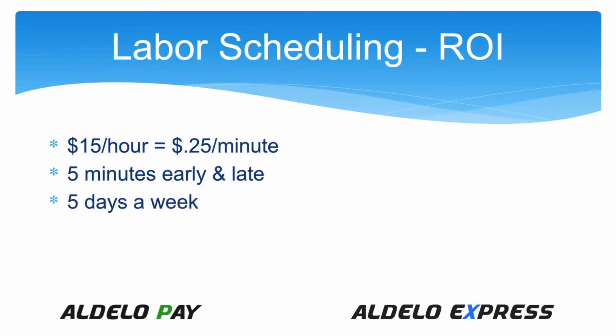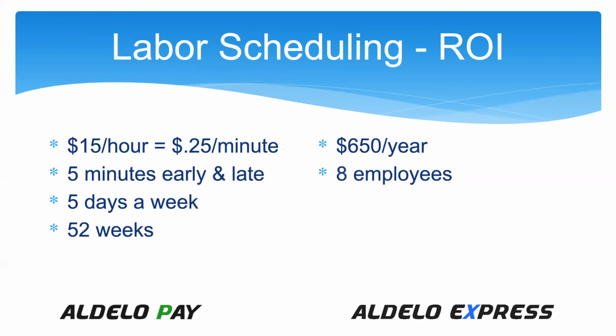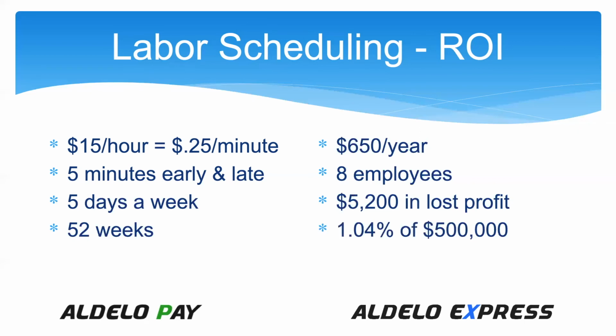Do that 5 days a week, 52 weeks a year, and that equates to $650 a year. If you have just 8 employees, not 10, just 8 employees doing this, that's $5,200 in lost profit, or just over 1% on that $500,000 restaurant. So this does work. The math works on this.